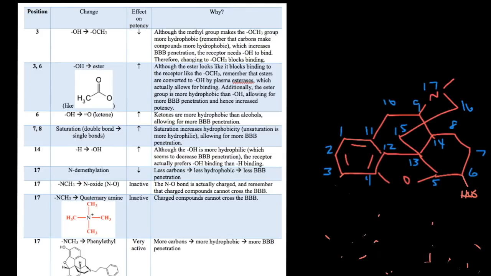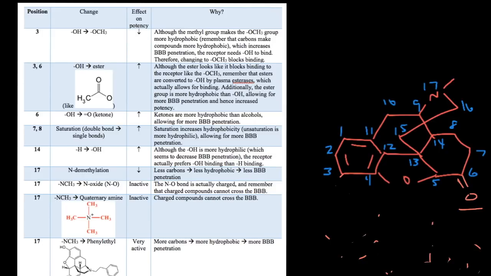Okay, whatever. At the 6th position, if you change this OH to a ketone, so a double bond O, ketones are actually more hydrophobic than alcohols. This allows for increased blood-brain barrier penetration, therefore you increase the potency.